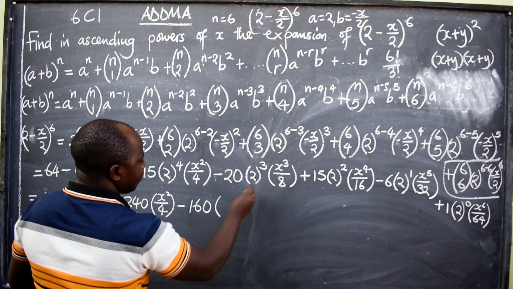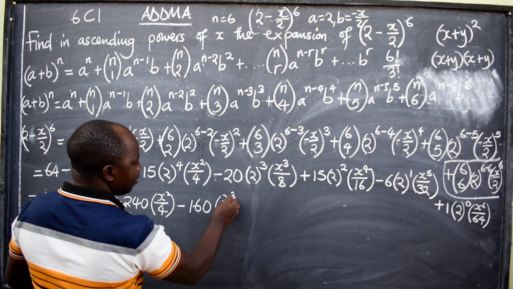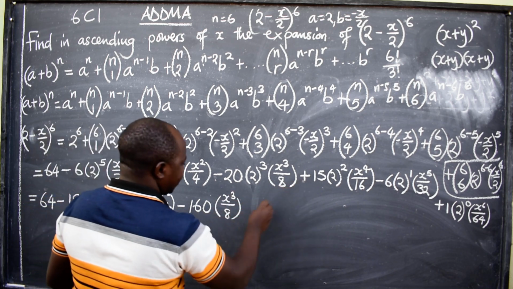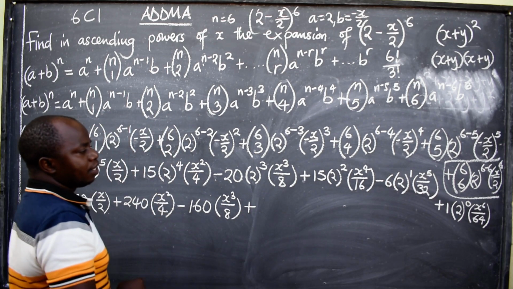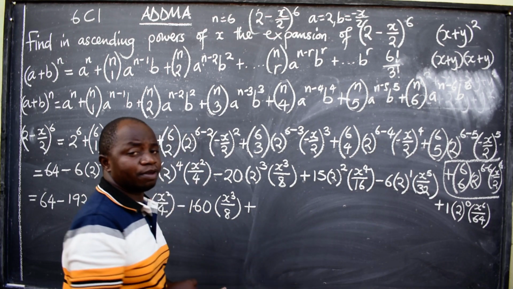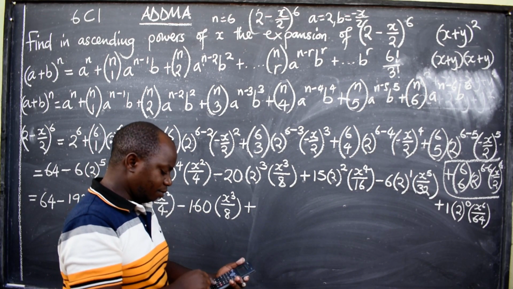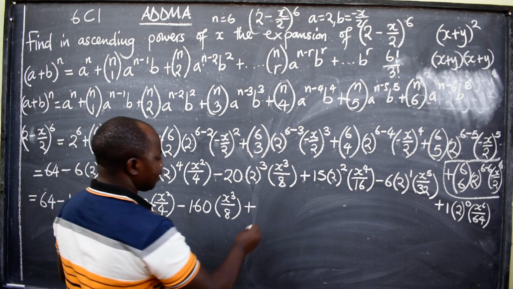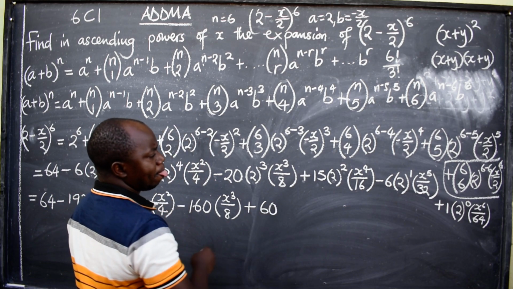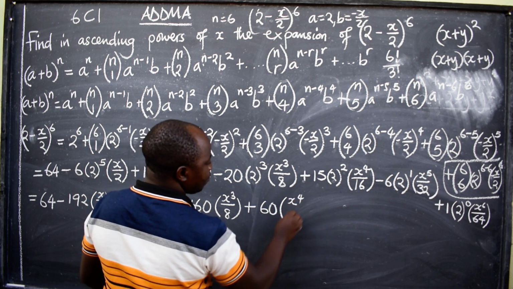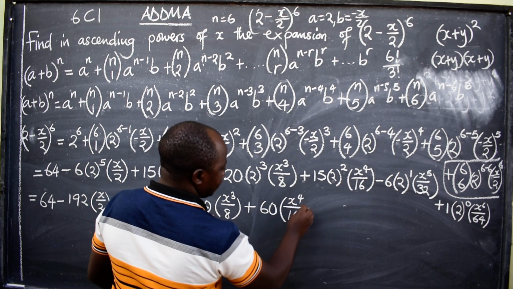Then we have x to the power 3 over 8, plus. This will be 2 squared, that will be 4. Then 4 times 15. That will give us 60 here. Then we have this in brackets, which is x to the power 4 over 16.